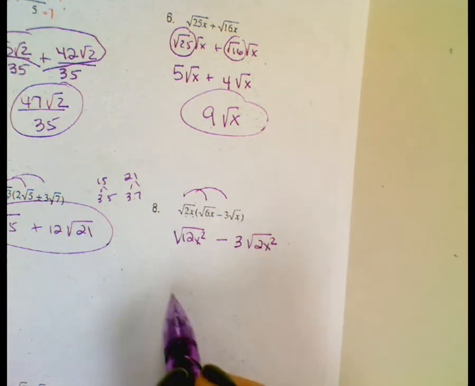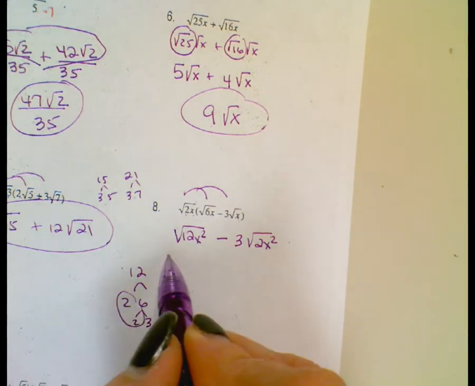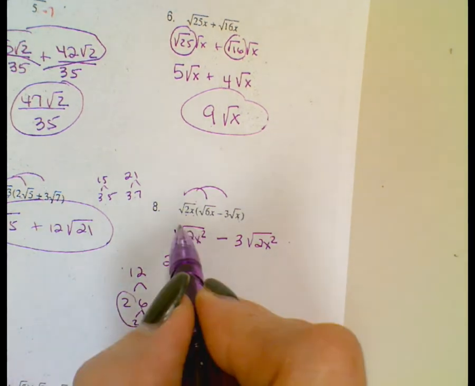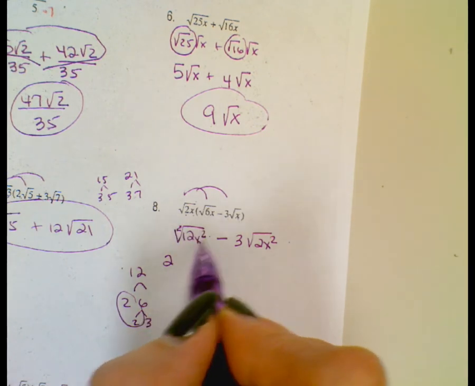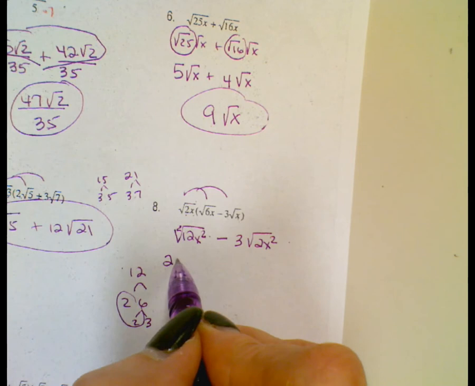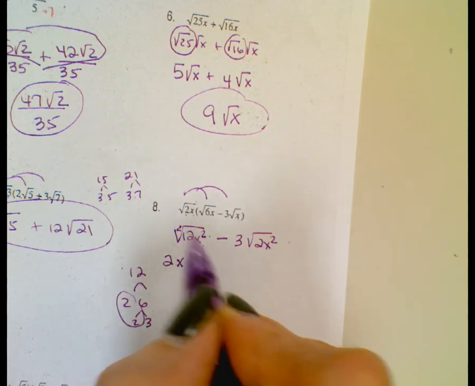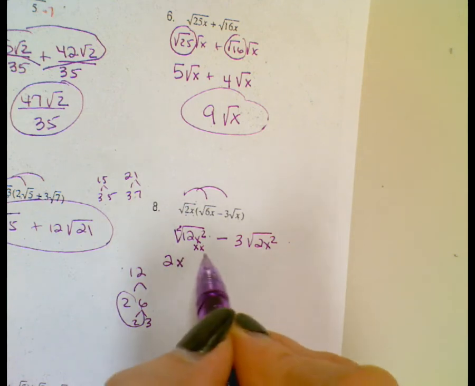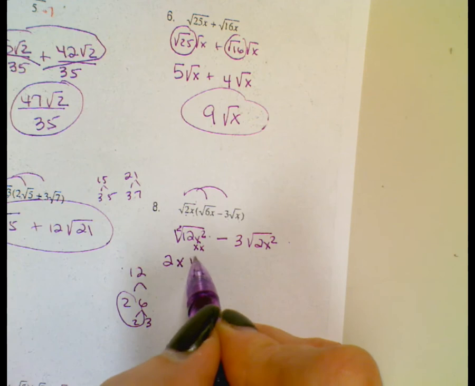So to simplify this, 12 is 2 and 6, which is 2 and 3. So you have 2 2's, so a 2 comes out. But you also have to know with exponents that you divide. This is a perfect square because it's even. 2 divided by 2 is 1, so you're bringing an x out. That's because there are 2 x's here. So 1 comes out. None left over. The only thing that's going to be left under the radical is the 3. That's it.